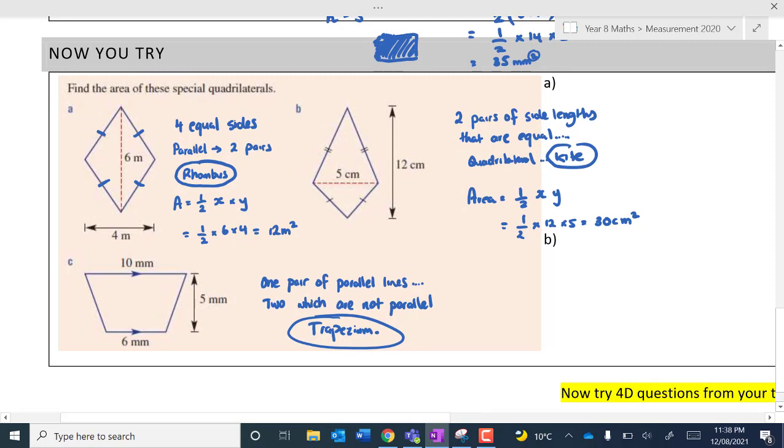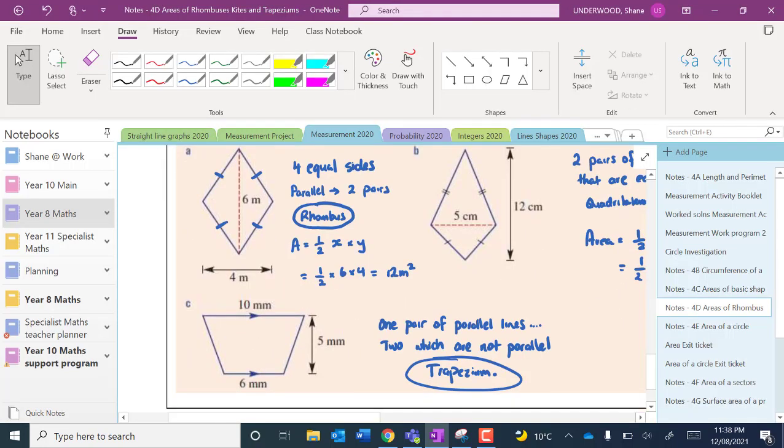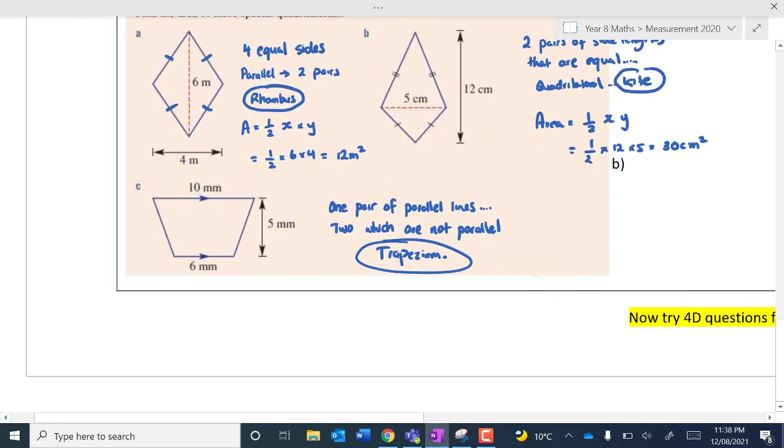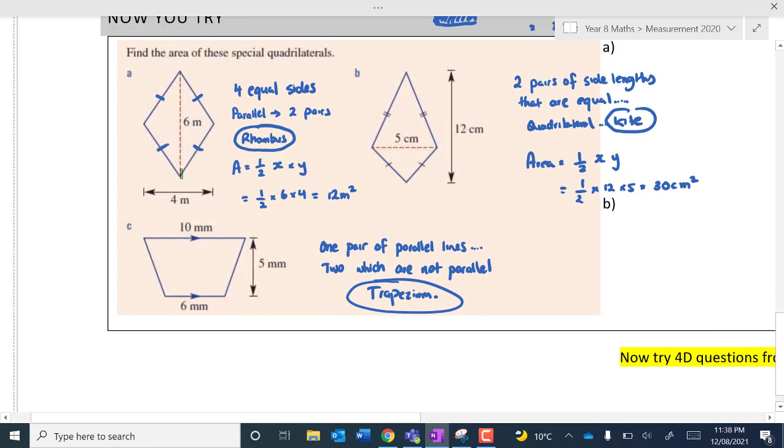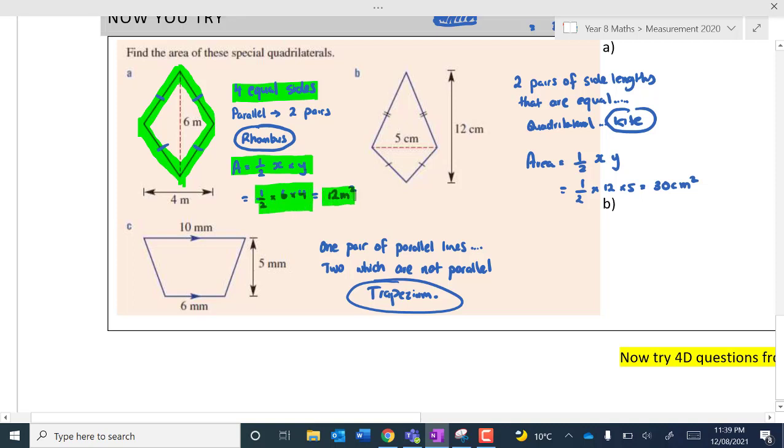But for the first one, we have 4 equal sides, and we're looking at, it's like a parallelogram. A rhombus is a parallelogram, okay, where the 4 sides are equal, which means that we can use the area is a half x times y, and we can say that x and y being the diagonals, 6 times 4 is 24. Half of 24 is 12 meters.